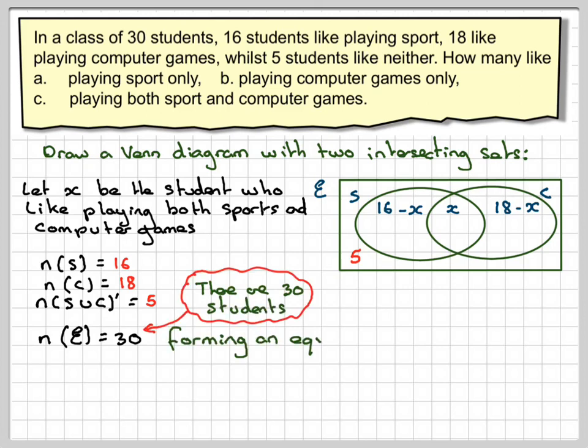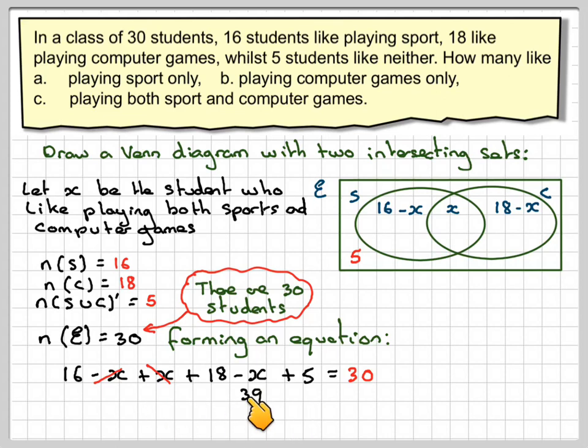So we need to form now an equation. So we can say 16 minus X plus 18 minus X plus 5 is equal to 30. Minus X plus minus X will combine. And then we've got 16 plus 18 plus 5, which is going to make 39, minus 2X is equal to 30. Solving that, we're going to get that X is equal to 9.